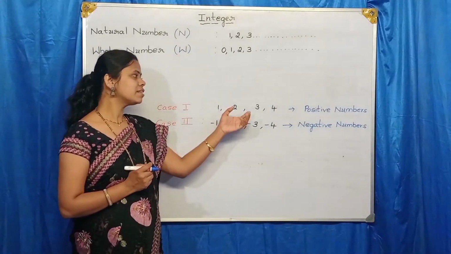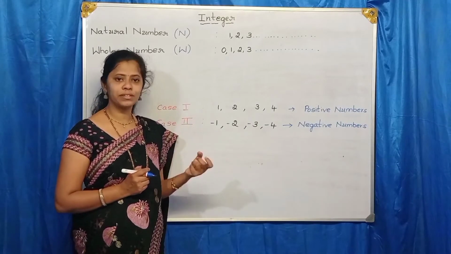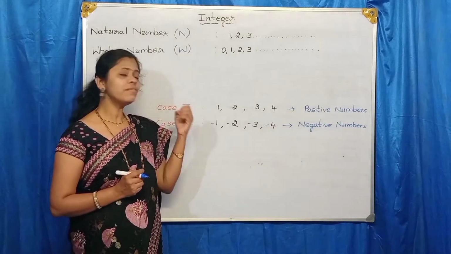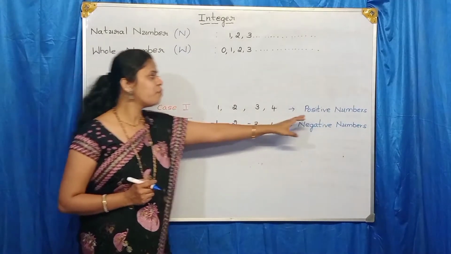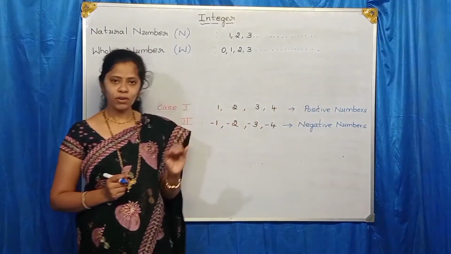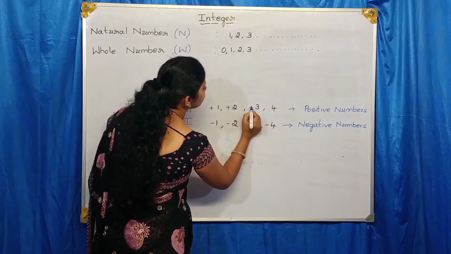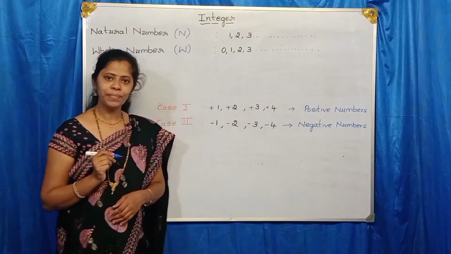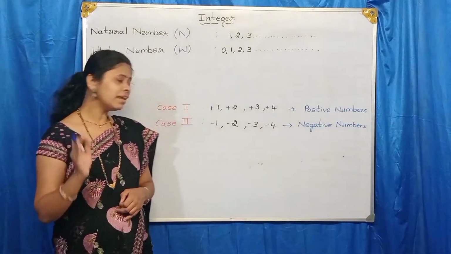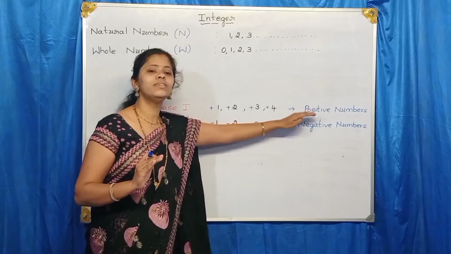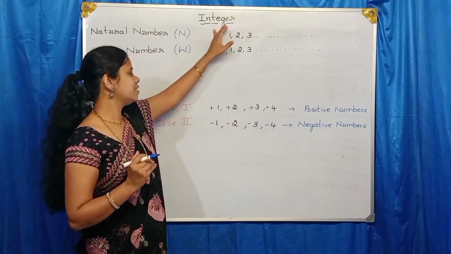But can we consider them as positive numbers? Yes, we can consider them as positive numbers, because a number without a sign, meaning without a symbol, is considered a positive number. Or if you are confused, you can write it as plus 1, plus 2, plus 3, plus 4. Okay? But remember, if there is no sign in front of a number, then also it is considered a positive number. Now, let us come to our today's topic, integers.